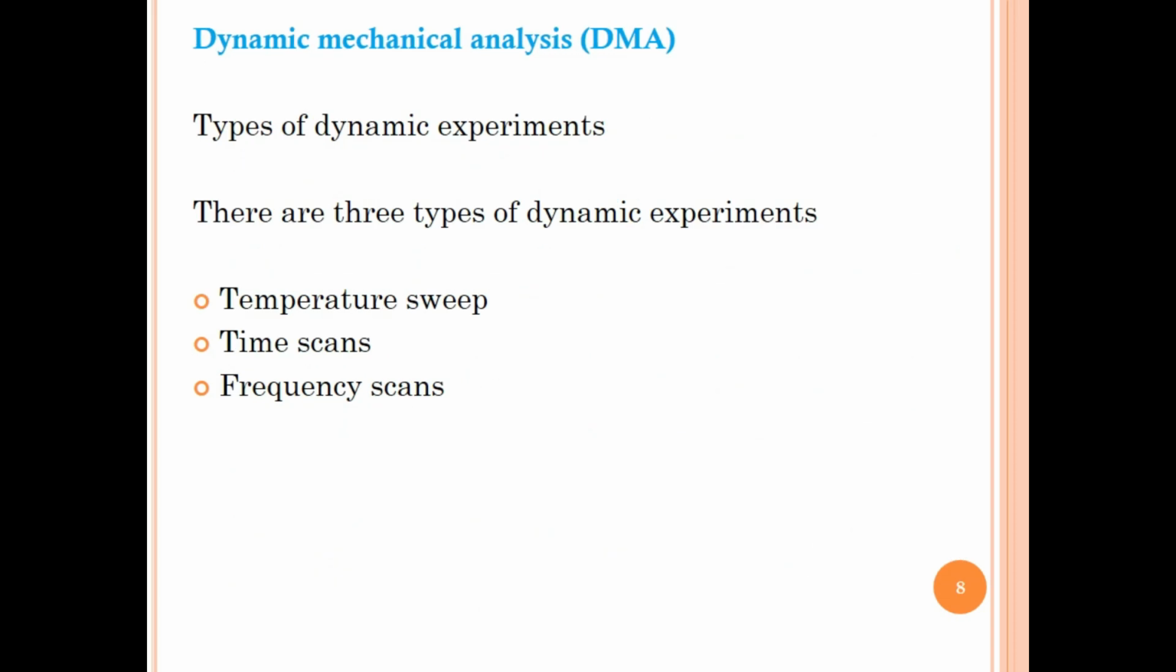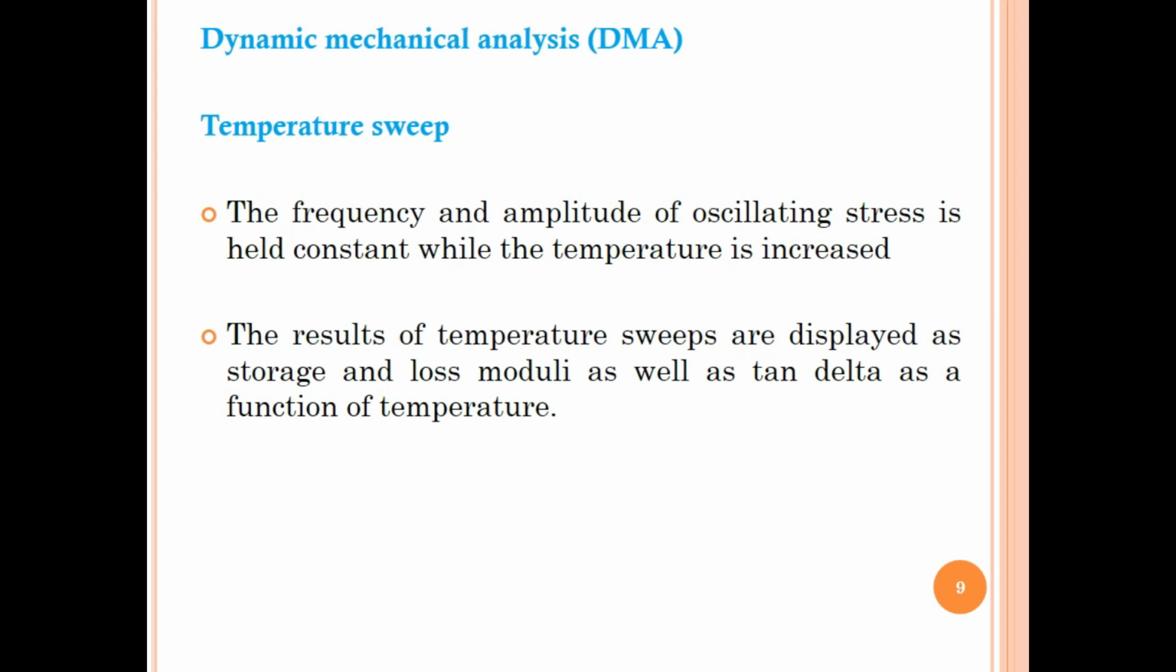Types of dynamic experiments. There are three types of dynamic experiment when we do the DMA analysis of any material. These dynamic experiments are temperature sweep, time scan, and frequency scan. In the temperature sweep, the frequency and amplitude of oscillating stress is held constant while the temperature is increased. The results of temperature sweeps are displayed as storage and loss moduli as well as tan delta as a function of temperature. The tan delta will be discussed in the next slides.